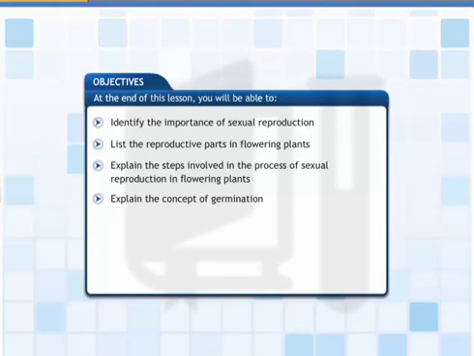At the end of this lesson, you will be able to identify the importance of sexual reproduction, list the reproductive parts in flowering plants, explain the steps involved in the process of sexual reproduction in flowering plants, and explain the concept of germination.